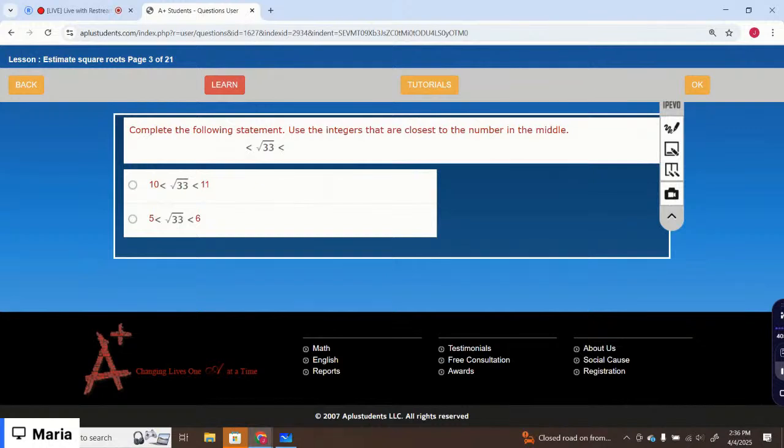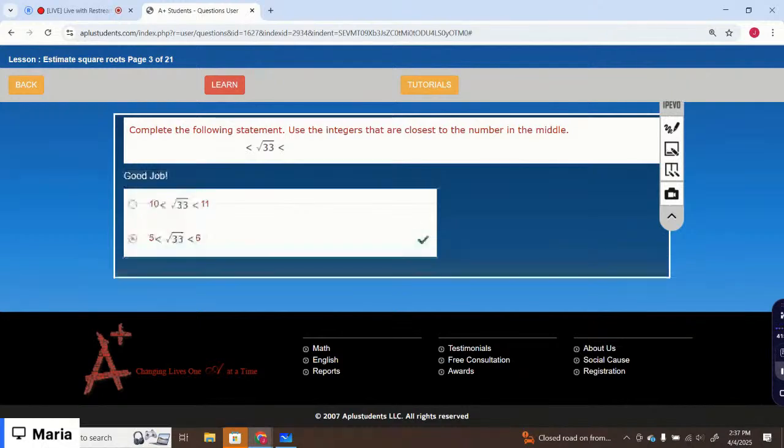Complete the following statement. Use the integers that are closest to the number in the middle. The square root of 33. That is 5 is less than the square root of 33, which is less than 6. Option number 2 is the correct option because the square root of 33 is between 5 and 6.